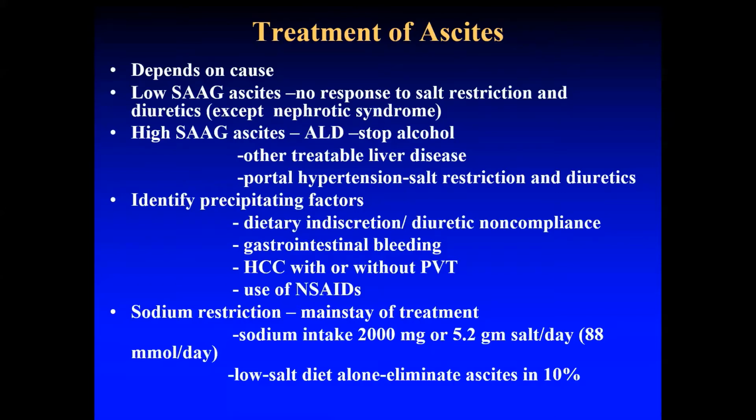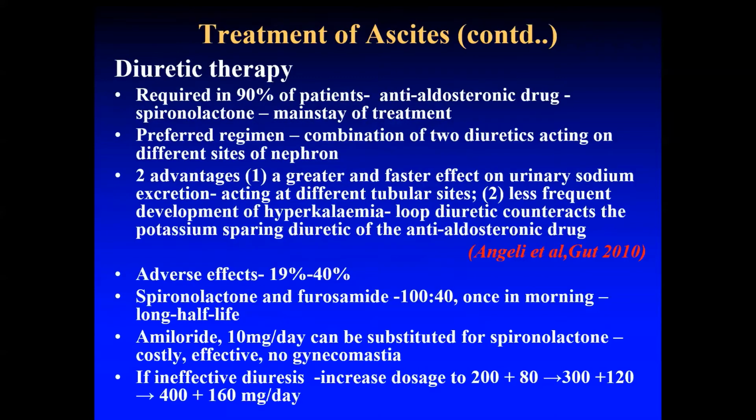Sodium restriction is the mainstay of treatment, and a sodium intake of 2 grams, or 5.2 grams of salt per day, that is 88 millimoles per day, is allowed. A low salt diet alone may eliminate ascites in about 10% of patients. Diuretic therapy is very important in these patients, and this is required in about 90% of patients.